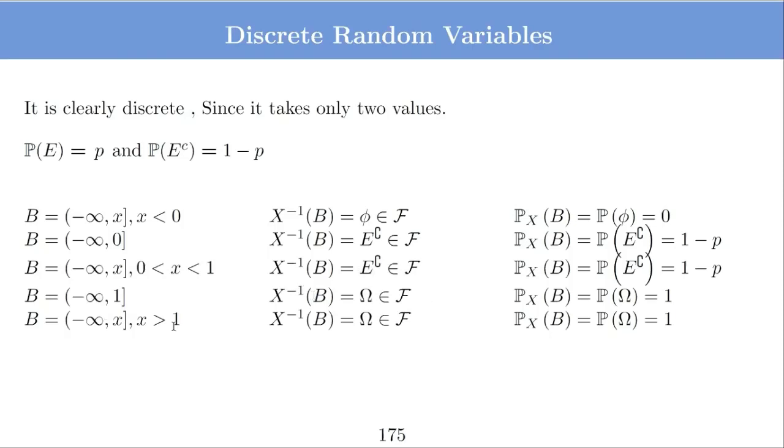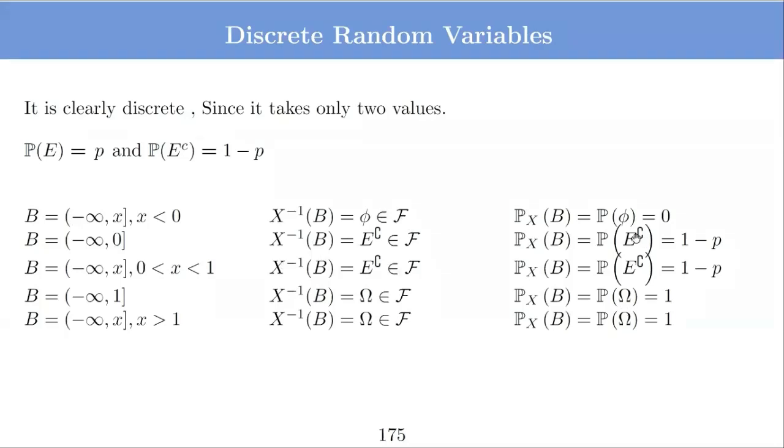And if x is more than 1, then no matter how large the value of x is, this pre-image will include the complete sample space, which is also in F. So we have seen that for any value of x, the pre-image of minus infinity comma x belongs to F, so it's a random variable. Now we can also compute the probability law because we already know the pre-image. So when B is minus infinity comma 0, the pre-image will be E complement. So the probability law on B will be the probability of E complement, which is 1 minus p.